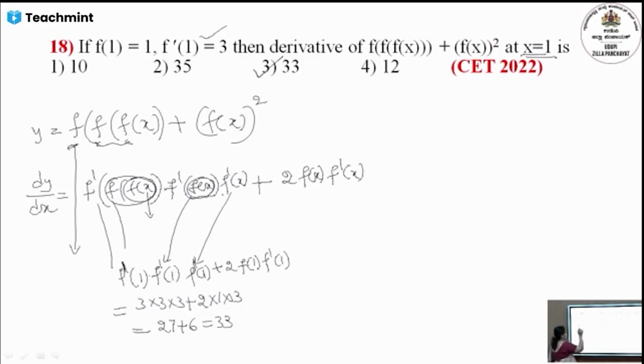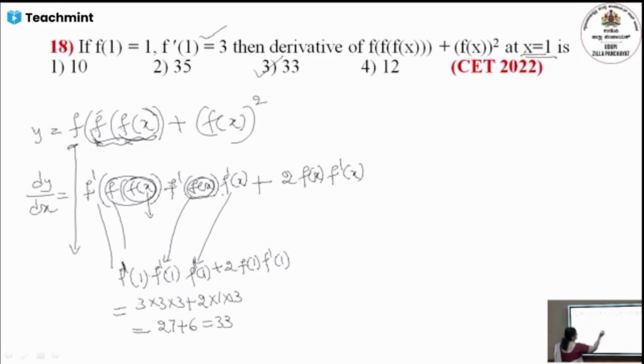So differentiate first: g of f differentiated will be f dash. Then f of this whole quantity is f dash of this whole quantity into the derivative of this quantity. The derivative of this quantity is f dash of f of x, then the derivative of f of x is f dash. Put x is equal to 1: f of 1 is 1, f dash of 1 is 3, so this will be 3.